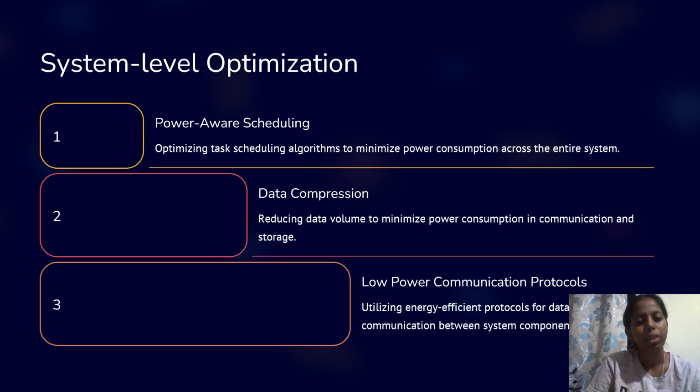Now let's see system level optimization. There are power aware scheduling, data compression, and low power communication protocols. Let's see one by one. Power aware scheduling: optimizing task scheduling algorithms to minimize power consumption across the entire system. Data compression: reducing data volume to minimize power consumption in communication and storage. Low power communication protocols: utilizing energy efficient protocols for data communication between system components.